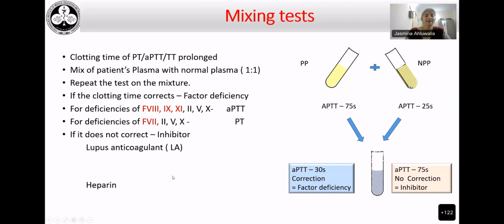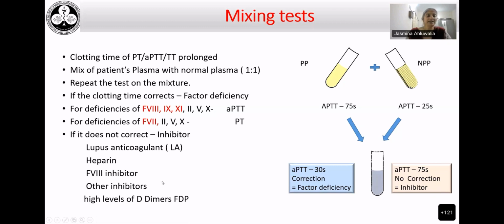The common inhibitors are lupus anticoagulant, heparin, which is iatrogenic, and factor 8 inhibitor, which may be seen in patients with hemophilia who have received replacement therapy, or even de novo in some elderly patients or pregnant females. There may rarely be inhibitors to any of the clotting factors, and even high levels of D-dimer and FDP may act as inhibitors.